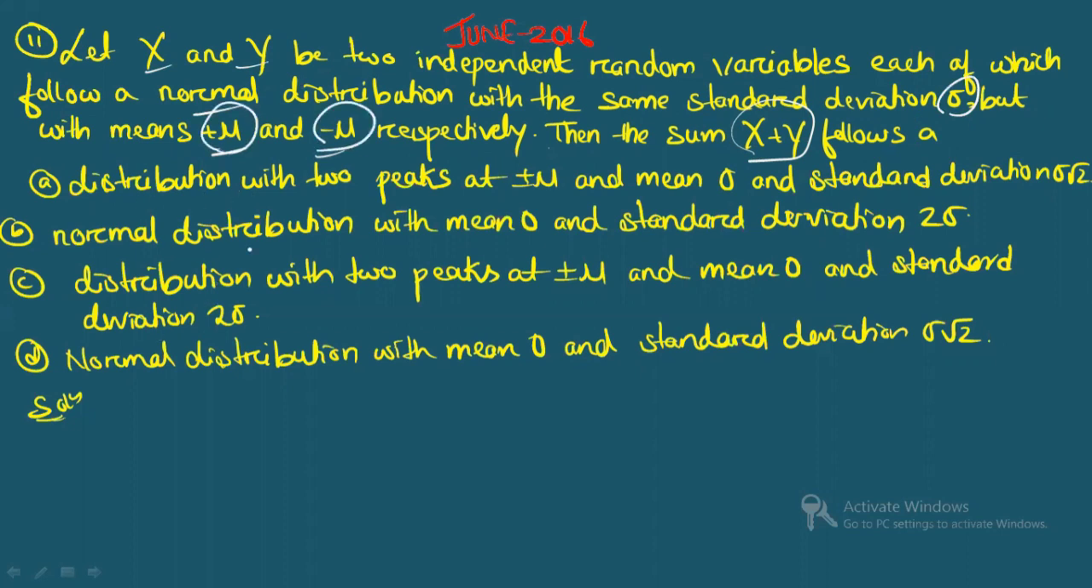You see you have 4 options here. Directly I'm saying, a distribution with 2 peaks: when we talk about 2 peaks, it is not possible in the case of a normal distribution, because we know it is a unimodal curve.